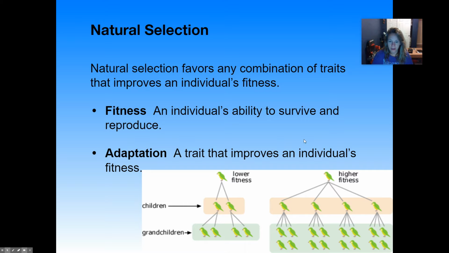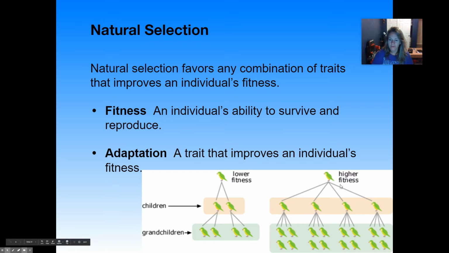All right, and then we've got fitness levels. So fitness is how well you are able to survive and adapt. So we've got a lower fitness. They're not going to have as many children and not as many grandchildren. So their traits, whatever those traits are, are not going to be passed on as frequently.